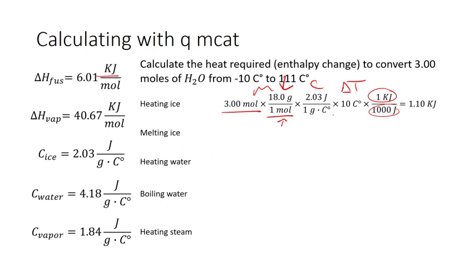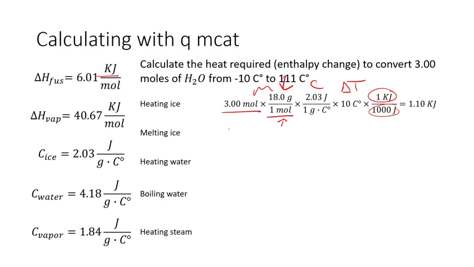We could have just as easily left everything in joules, but kilojoules makes it a little easier. All right, so our first step, mole to gram conversion. You might not have to do this if your mass is in grams already. We have 3 moles times 18 grams per mole.